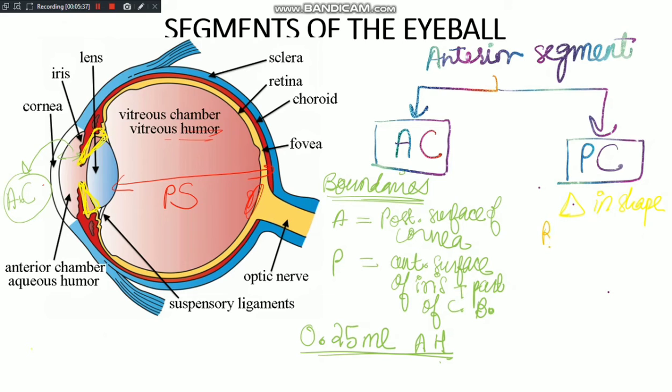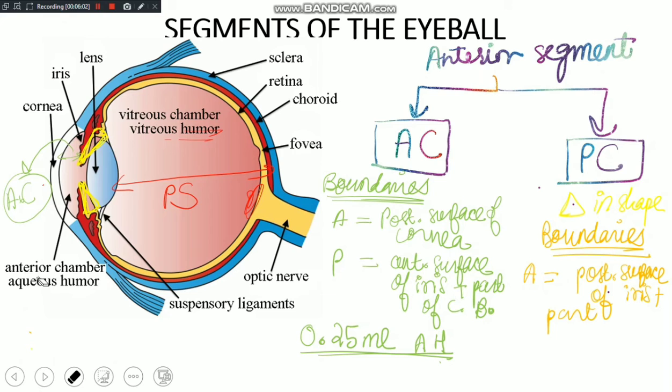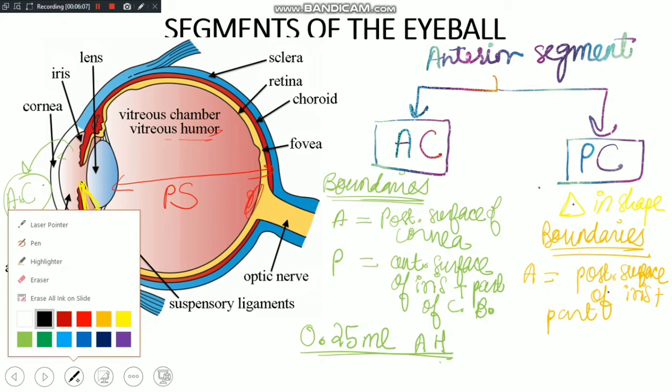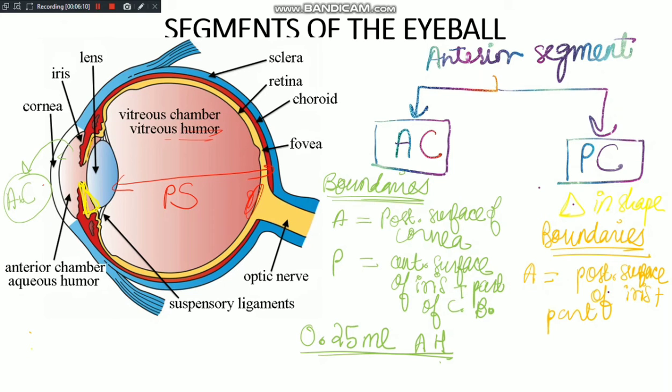Talking about its boundaries, can you name the boundaries of the posterior chamber? Mind that there are three boundaries because it is a triangle. The anterior boundary is formed by the posterior surface of the iris, along with part of the ciliary body.